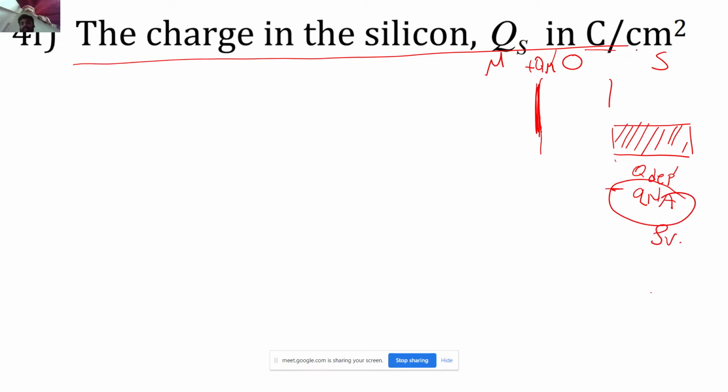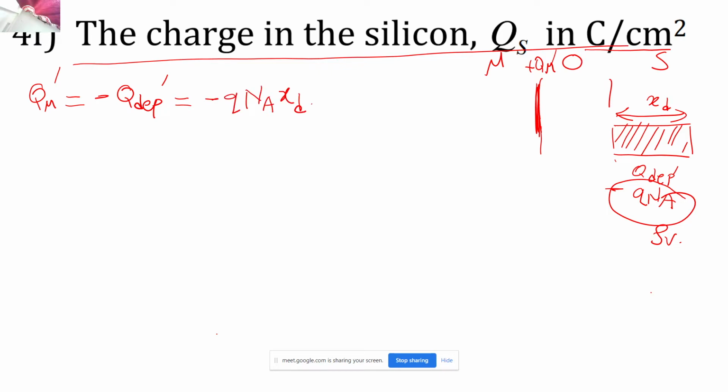They are asking me in coulombs per centimeter square, so I need to multiply it with this depletion width, xd, correct? So I can clearly say that Qm', which is present on the gate, will be nothing but minus of Q depletion that is present on the silicon side, right? And it will be equal to minus of q times Na into xd, correct?